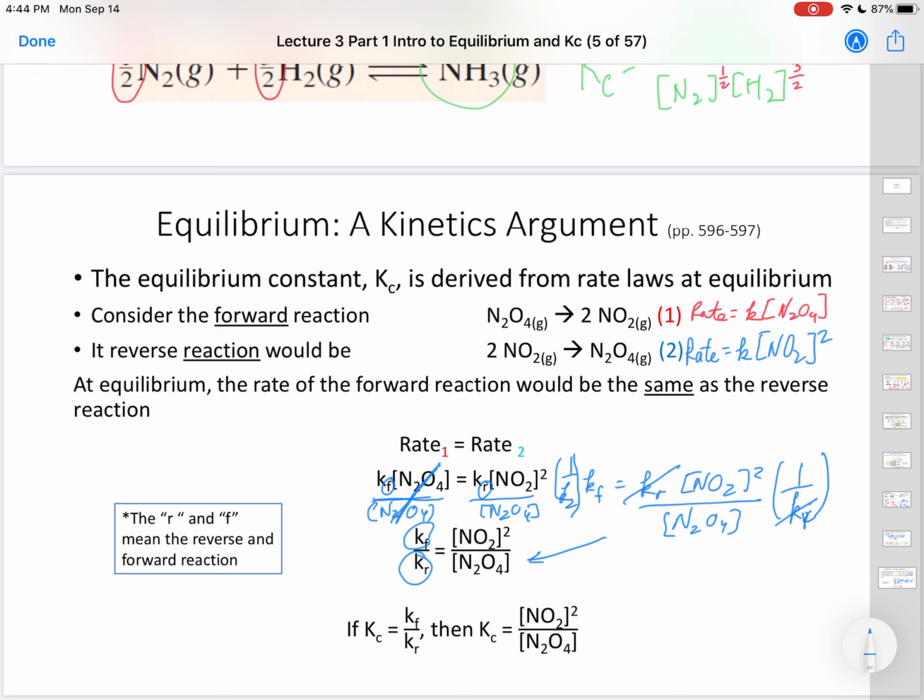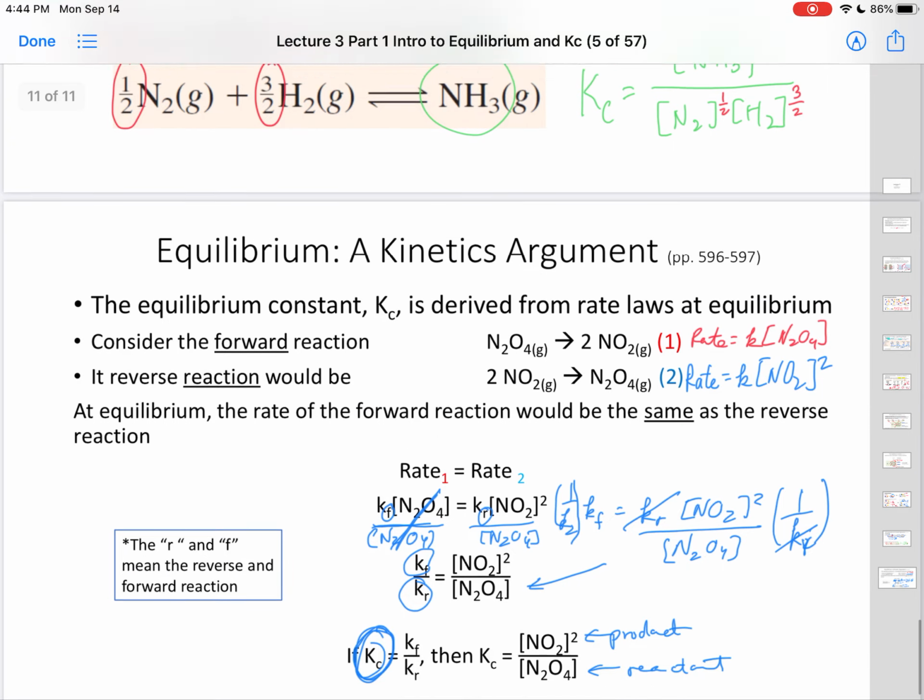Kf is a constant, Kr is a constant. Any constant divided by a constant just gives you a new constant, which we're going to call Kc. And notice Kc is equal to the product concentration over the reactant concentration. Okay, so really that's how and where we get Kc. Kc is really just the rate constant of the forward reaction divided by the rate constant of the reverse reaction. All right, but this is just a side note of how we get Kc.